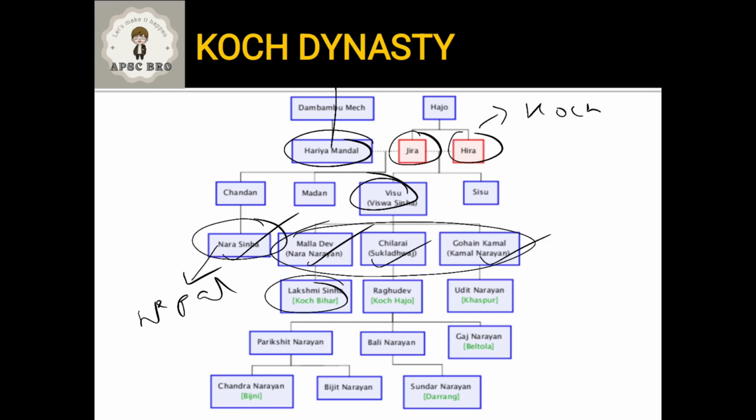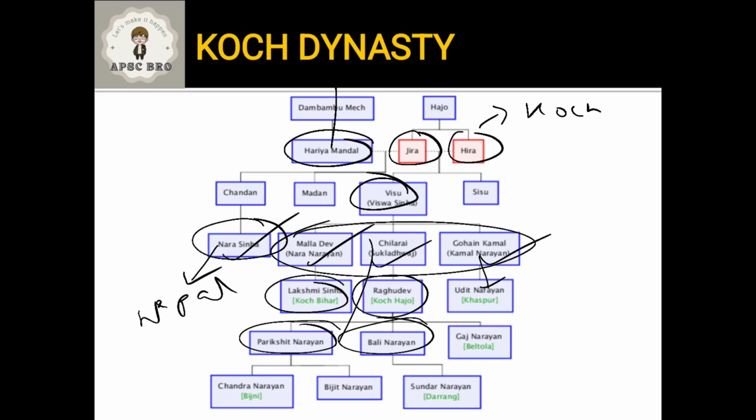Naranarayan's son was Lakshmi Singha, and Chilarai's son was Raghudev. The kingdom was then divided between the two. We'll read it in detail. Guhai Kamal's son was Udit Narayan, who took the rule of Khaspur. Khaspur is the Silchar area. Okay, and then finally Pariksit Narayan and Bali Narayan, the kingdom was divided between them, and finally the Kush dynasty started to degenerate, and they were again in the form of confederates, small kingdoms, and they were mostly subdued by the Ahom dynasty.